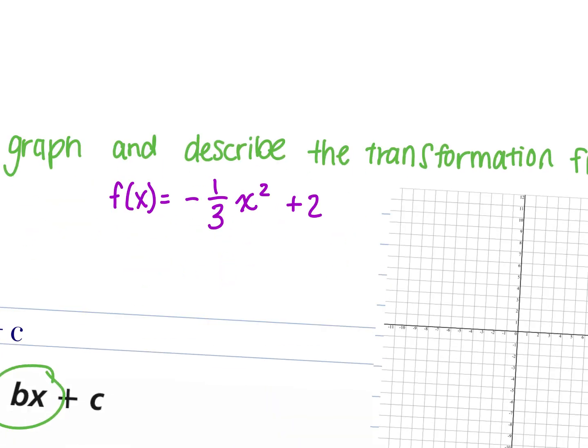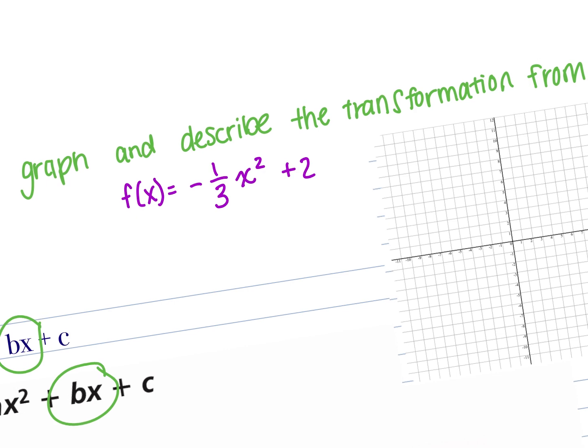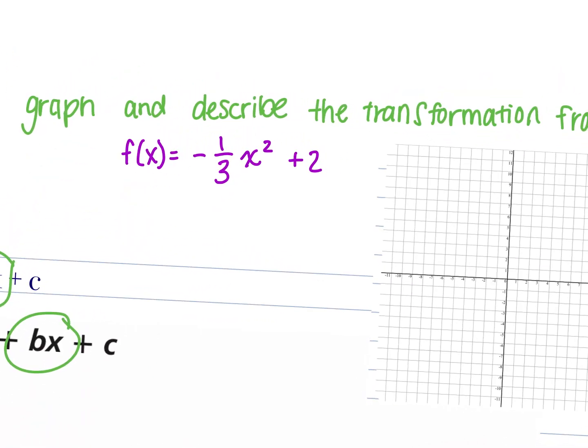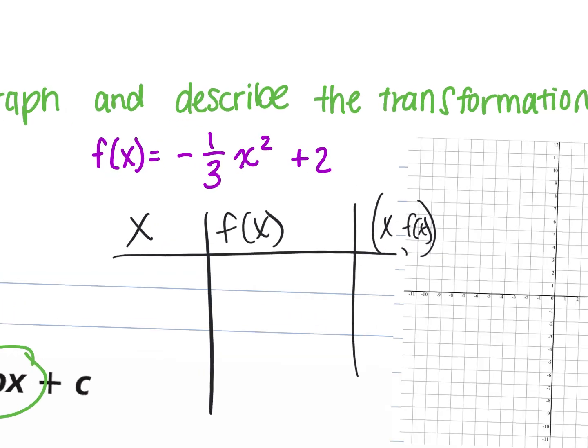So our first section of the chart, wow, what's happening? Hold on. There we go. Our first section of the chart are going to be my x values. Then I'm going to have my f of x values. And then I'm going to put them in as a coordinate, x comma f of x. Okay.